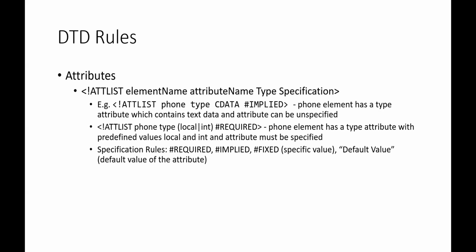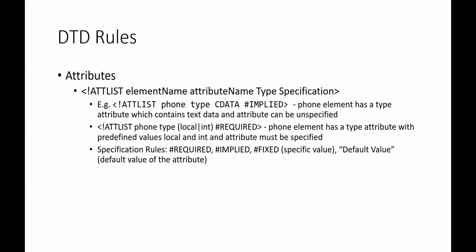Then comes the attributes. So we say attribute list, and then you can have element name and attribute name, and then you can have type information. So for example, we have attribute list. Let's say the element name is phone, and the name is phone, and the type is the data we have. It says CDATA. CDATA means the character data.